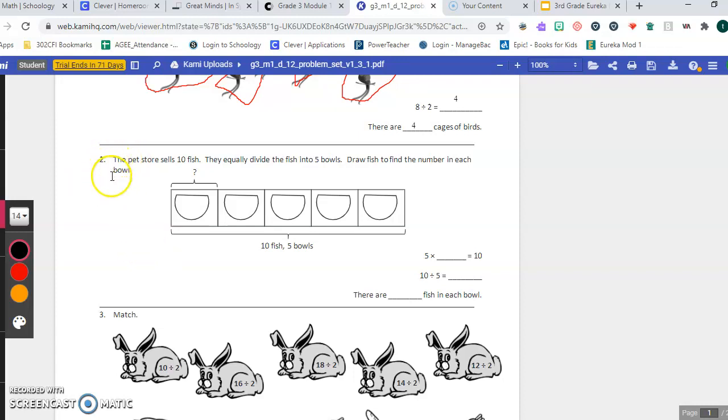We are using the read, draw, write process as usual. So as we read, we're thinking, what can we draw? What can we write? The pet store sells 10 fish. Okay, I know what fish are. I know what the number 10 is, and I know what a pet store is. I'm visualizing this problem. They equally divide the fish into 5 bowls. Draw fish to find the number in each bowl.